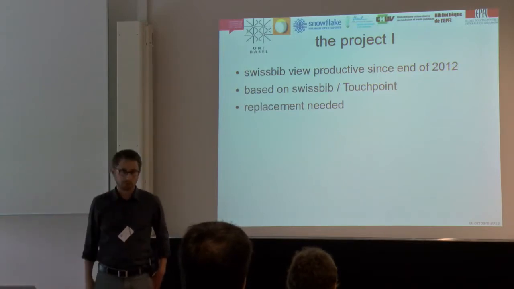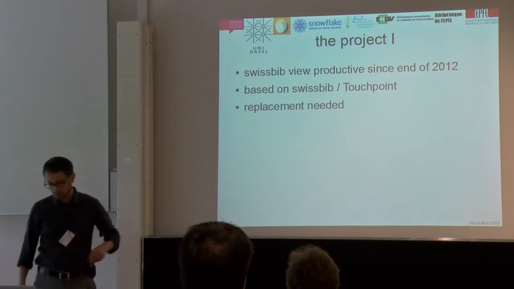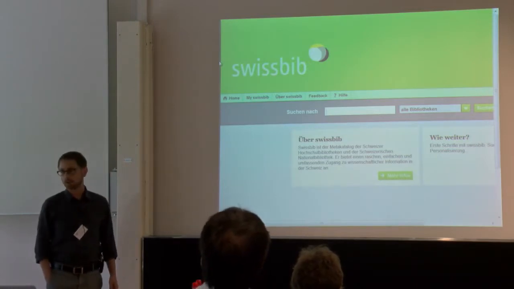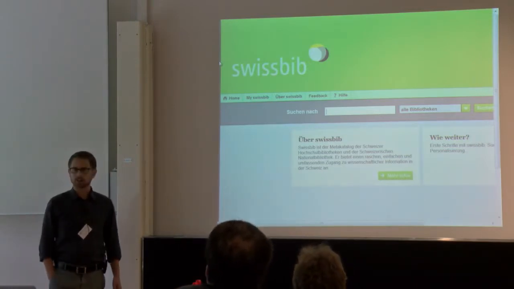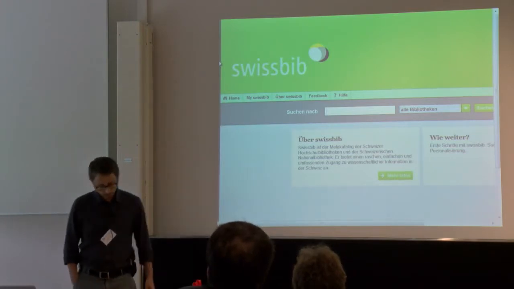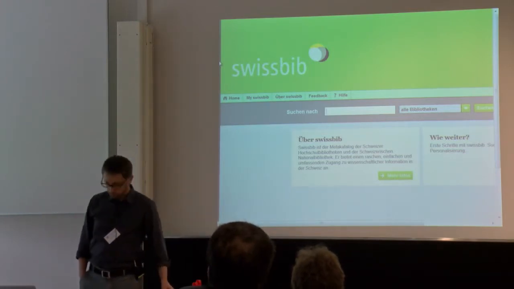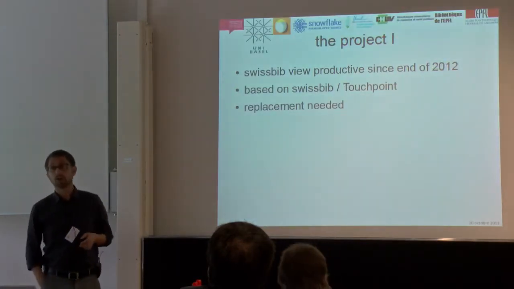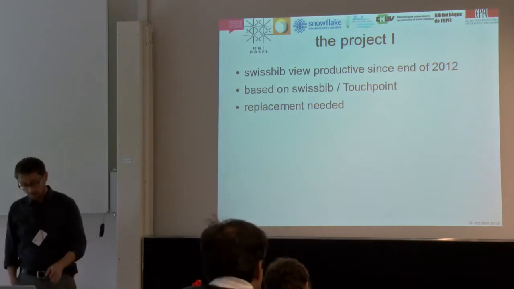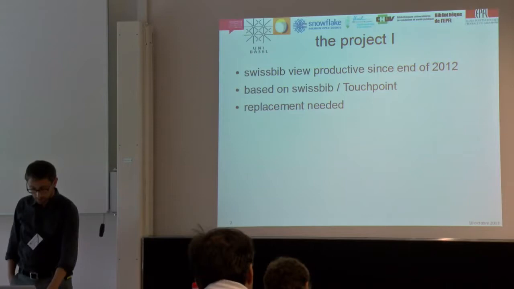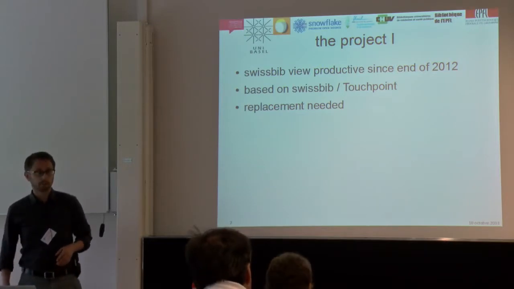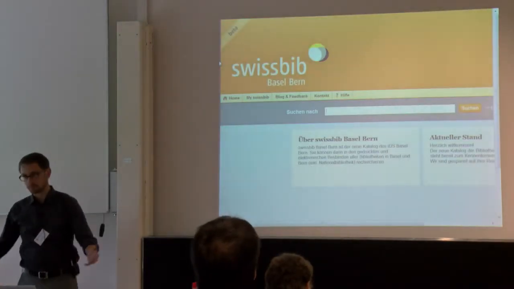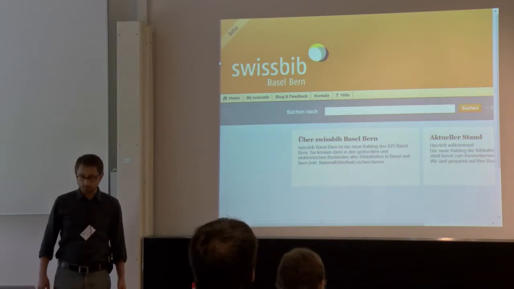As most of you will know, the national catalog Swissbib, the green interface, has been online since 2009, I think, and is based on the software Touchpoint from the vendor OCLC. And Swissbib local view Basel Bern has been productive since the end of 2012. It looks at the start page just the same, in orange.